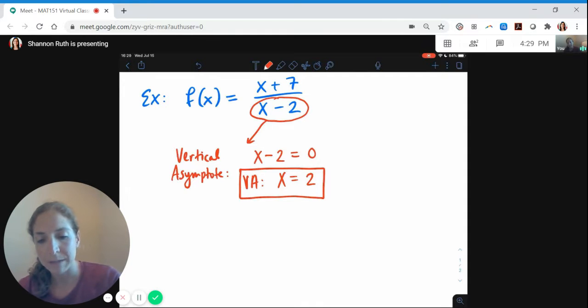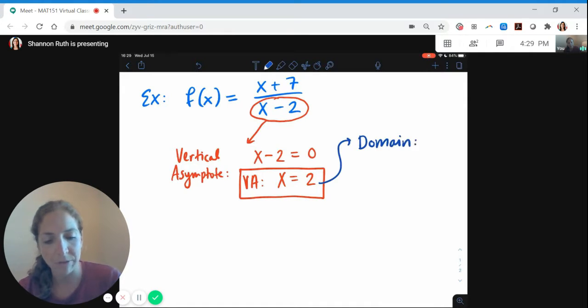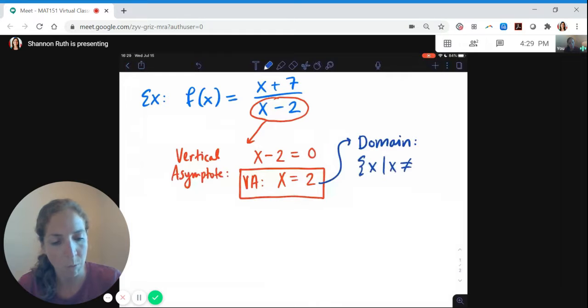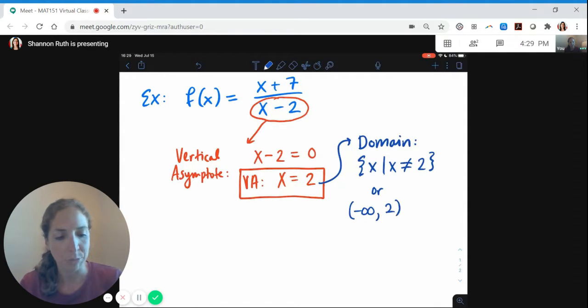Now, once we have the vertical asymptote, we might as well state the domain, and the domain is going to be everything else. So if the vertical asymptote is x equals 2, the domain is everything but 2. Together, the vertical asymptote plus the domain make up all real numbers. So I can say all x such that x does not equal 2. That would be one way to express the domain in set builder notation. Or I can use interval notation to say negative infinity to 2, jump over 2, pick back up, and go to infinity. That would be the corresponding domain.